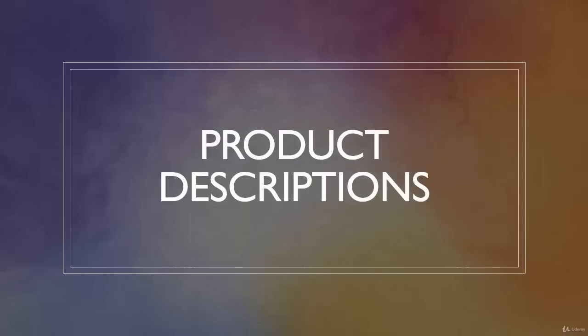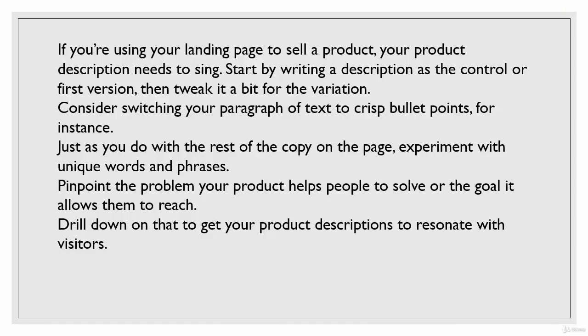Product descriptions. If you're using your landing page to sell a product, your product description needs to sing. Start by writing a description as the control or first version, then tweak it a bit for the variation. Consider switching your paragraph of text to crisp bullet points, for instance. Just as you do with the rest of the copy on the page, experiment with unique words and phrases. Pinpoint the problem your product helps people to solve or the goal it allows them to reach. Drill down on that to get your product descriptions to resonate with visitors.